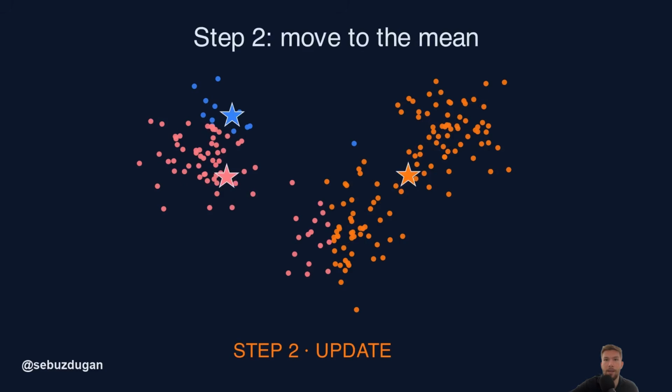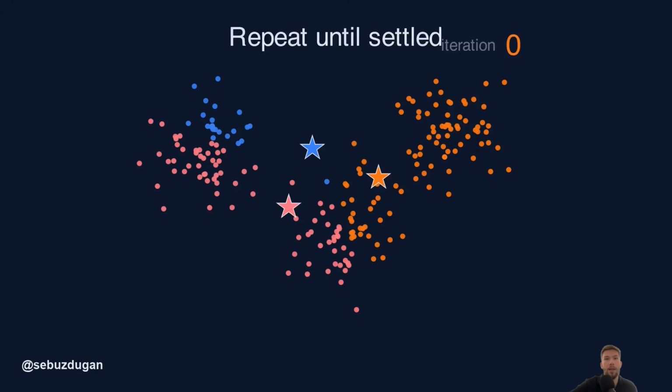Reassign every point to the centroid in its new position, then move the centroids to the new means. The iteration counter climbs 1, 2, 3, and with each pass you can watch the colored groups get tighter, the centroids settling closer to the true centers of the blobs.